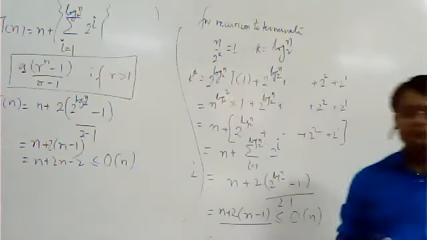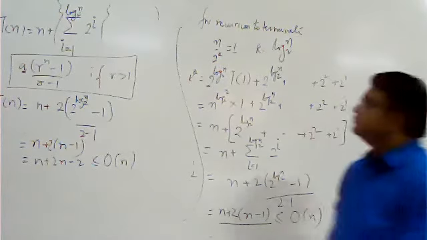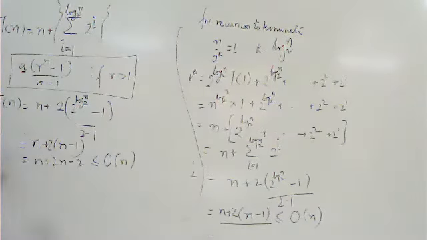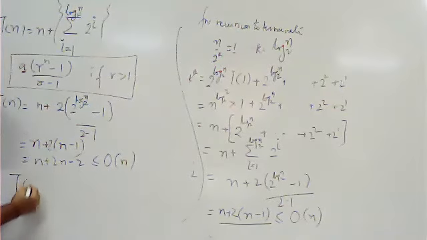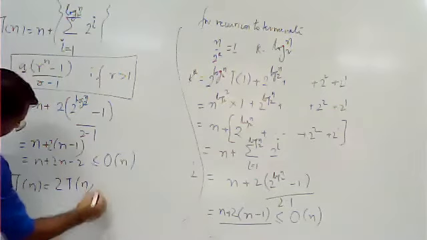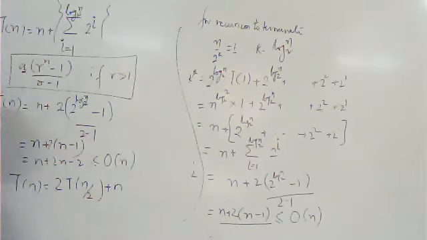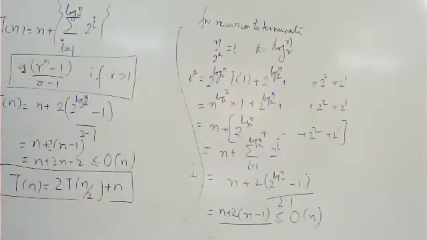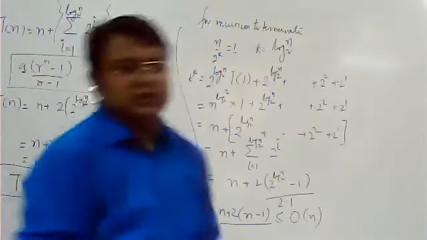Written? Okay, those who have written, solve this by yourself. Tn is equal to 2T(n by 2) plus n. Okay, this question. All of you try to solve. See what is the answer.